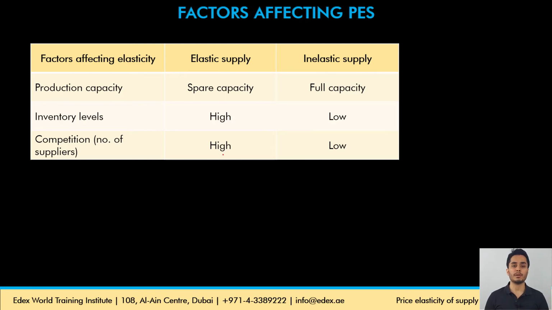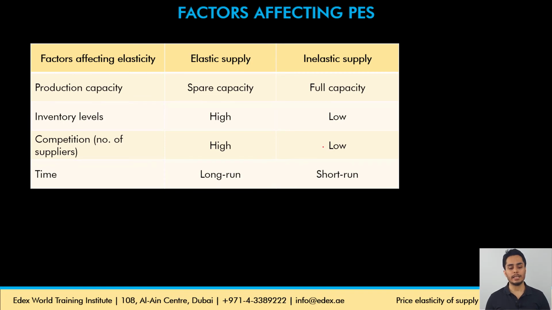But if the number of suppliers is less, or if it's a monopoly, then for any change in price, one single supplier or a few suppliers will not be that much responsive to changes in price compared to a situation where the number of suppliers was high. So the market supply will be elastic if the number of suppliers is high, and it will be inelastic if the number of suppliers is low.